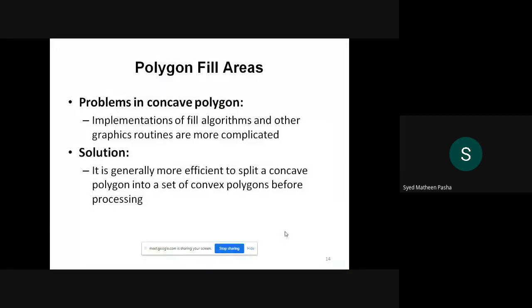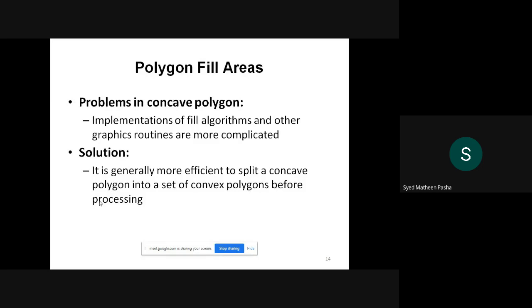Then next we see what are the problems which we face with respect to concave polygons. This is one of the 5-mark questions, the problem which needs to be solved in concave polygons. So what is that problem? It is nothing but the implementation of fill algorithms and other graphics routines are more complicated with respect to concave polygons. If you want to implement algorithms to fill that particular area of the concave polygon, it is very complicated. So what is the solution for that? It is generally more efficient to split a concave polygon into a set of convex polygons.